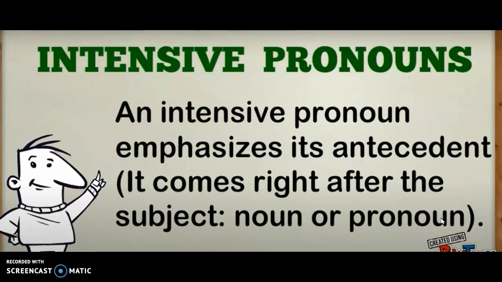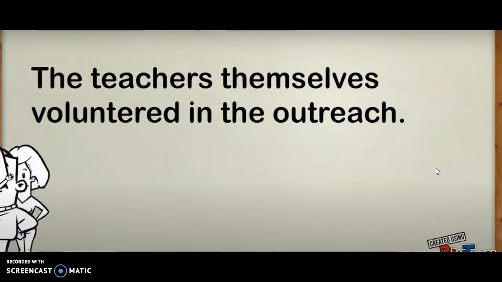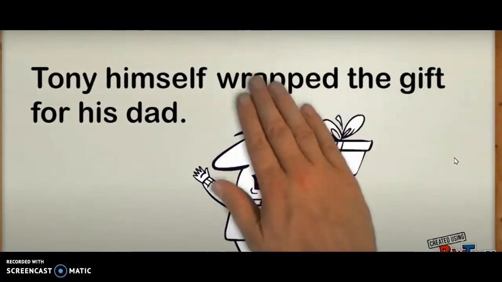That means that right now we don't have those words, self and selves, coming right before a verb. Now it's right before a noun or a pronoun. Let's look at the example. The teachers themselves volunteered in the outreach. That means that we are just talking about the teachers. You see, this is a subject, it's not a verb, right? The teachers themselves. So we are super emphasizing that they did it on their own. They volunteered. We are talking about the teachers.